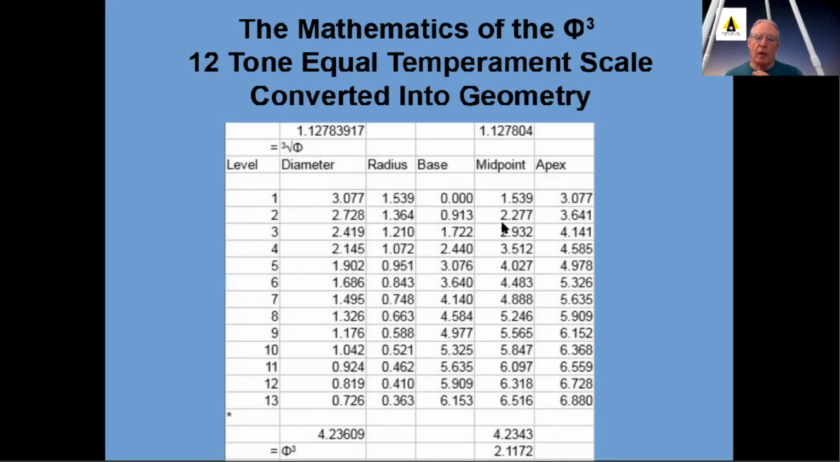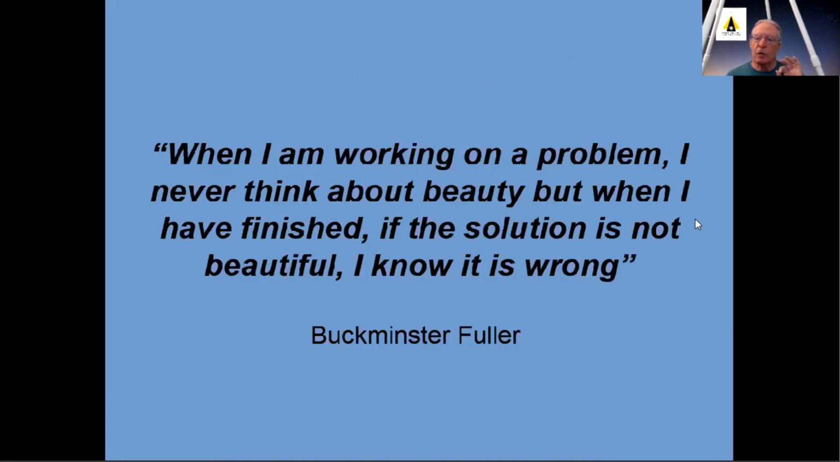So that's the way I came up with my midpoints. The base and the apex are simple to derive once you have the midpoints. All you do for the base is subtract whatever the radius is from the midpoint in that level to come up with the base, and you add the radius to the midpoint to come up with the apex. So enough of the math. Now let's show you what this looks like in real life.